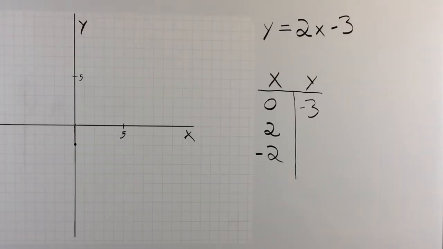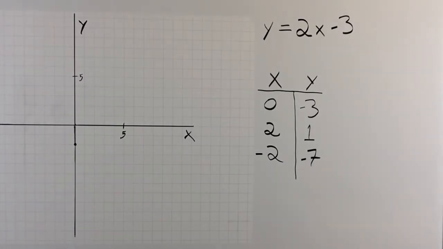So let's plot another point for x when x equals 2. That would be 2 times 2, that equals 4. 4 minus 3 would be 1. So you can see that when x equals 2, y equals 1. Now when x equals -2, 2 times -2 is -4. -4 and -3 is -7.